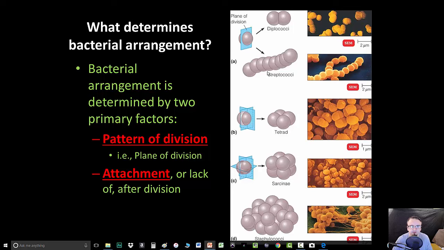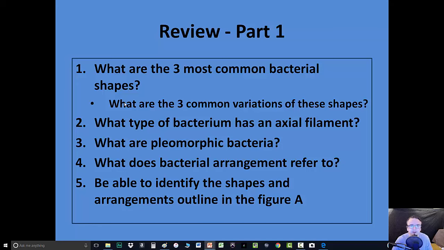So when it comes to the singular, there's no real attachment mechanism. When it comes to the arrangement grouping, then there's some sort of attachment mechanism there. So we don't need to get into too much more detail than that. Just recognize it has to do with the division plane and the attachment or lack thereof that creates the grouping patterns there. Okay, so you can go ahead and pause it here, take a look at this first review section, and go ahead and continue when you're ready.